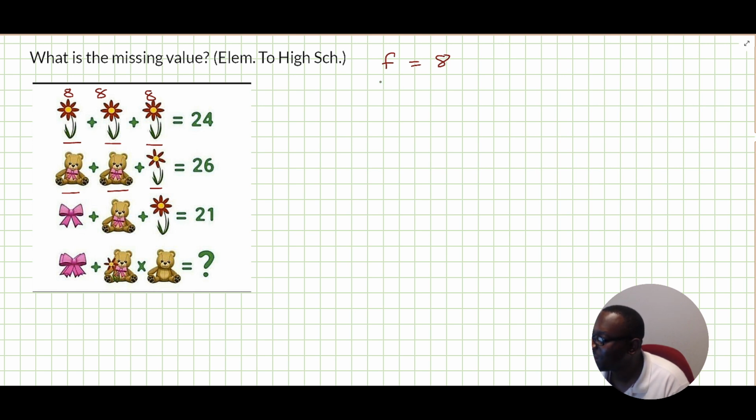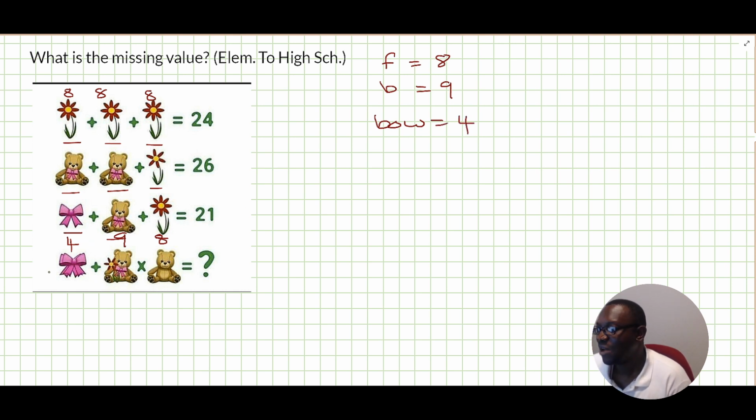So the flower is already 8, so you're left with 18. So let's call this, the bear is equal to 9. Now we have the bear, we have the flower, we have a bow. So this is going to be 9 right here. This is going to be 8. So we have 17. 21 minus 17, we have 4 left over. So let's call the bow equal to 4.